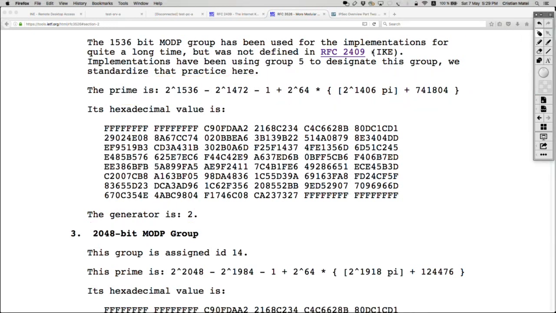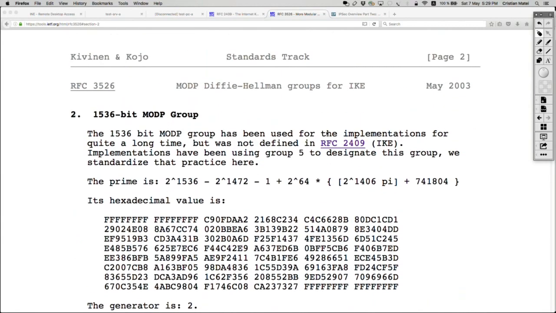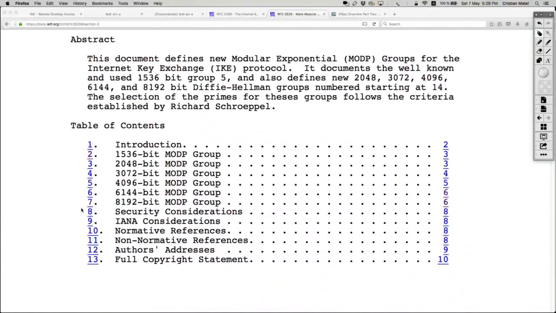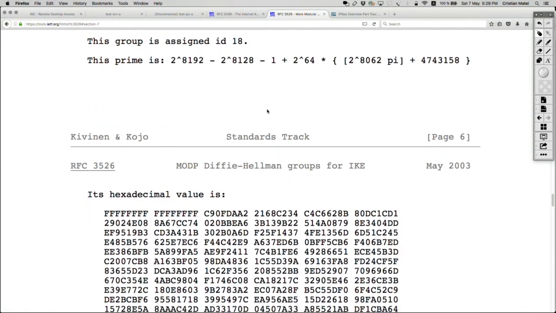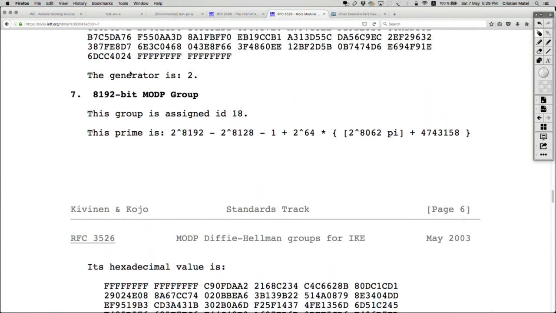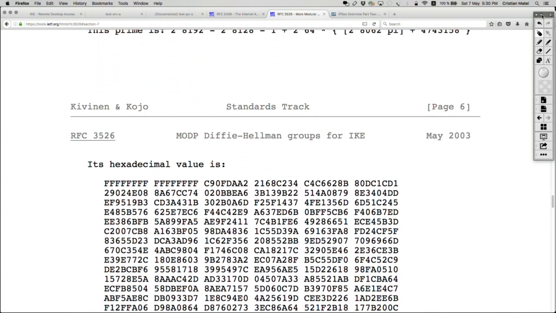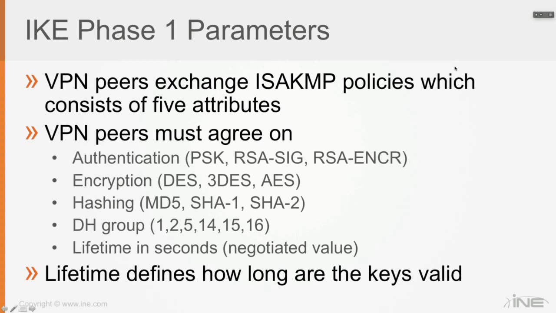And of course, the higher the Diffie-Hellman group number, the more security there is, because the higher the group number, the bigger the prime numbers and the random numbers they derive are going to be, like an 8192-bit number. So the bigger the group number, the bigger the prime number in there, which means it's more difficult to, let's say, computationally break.